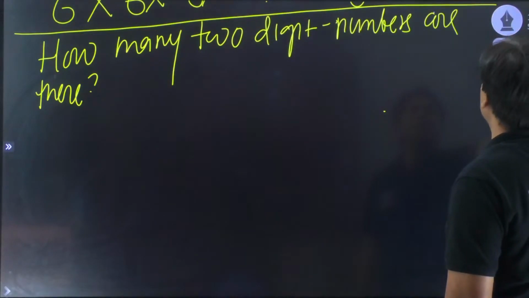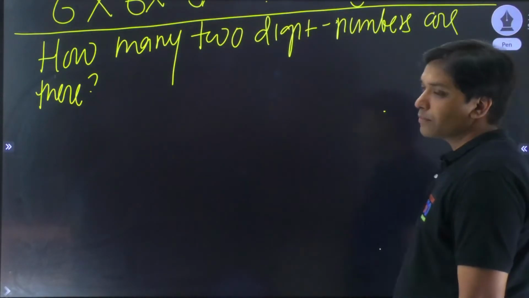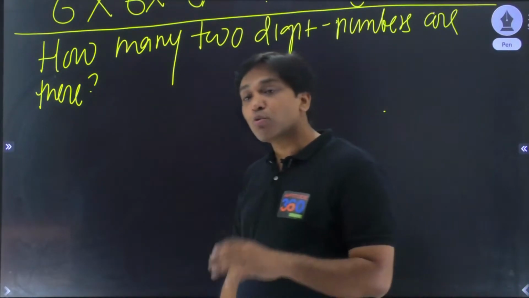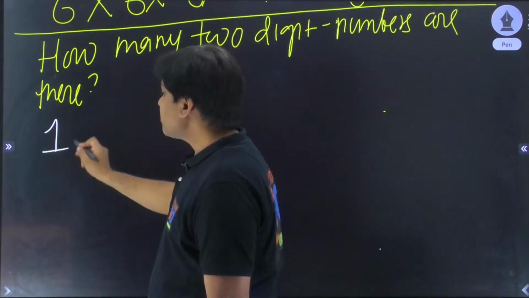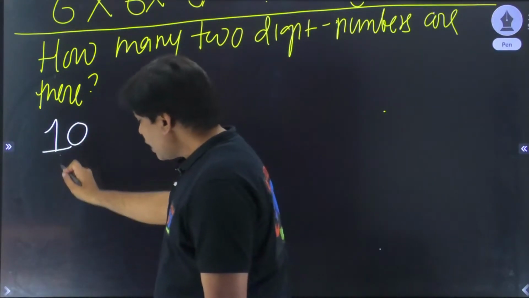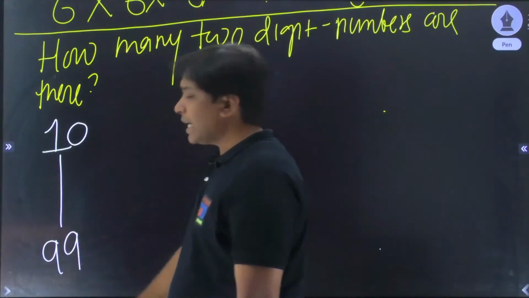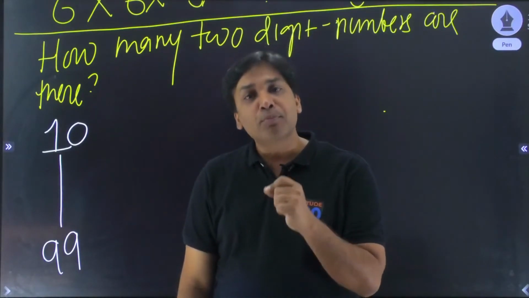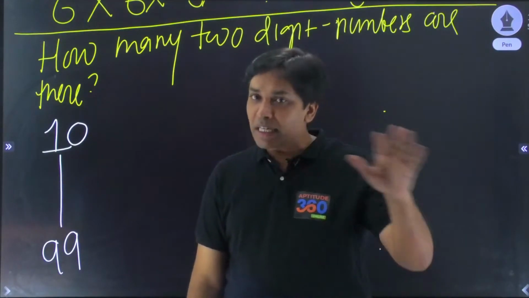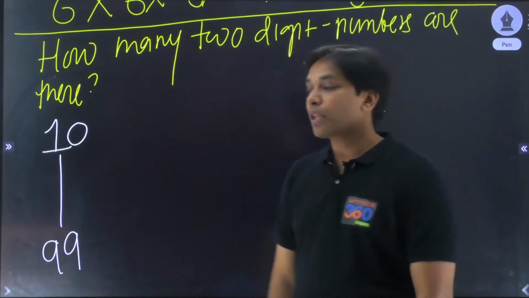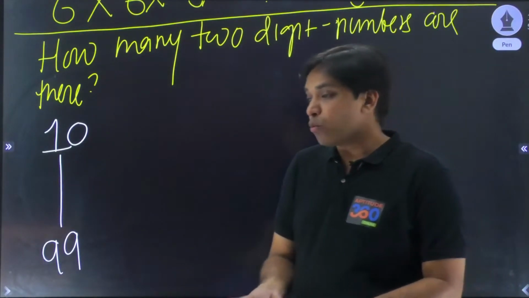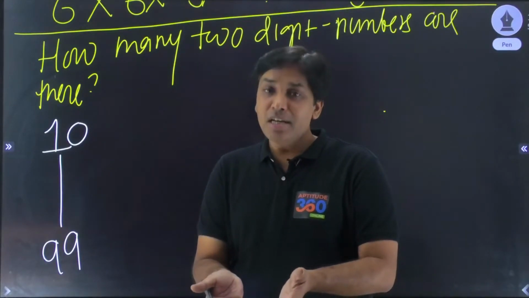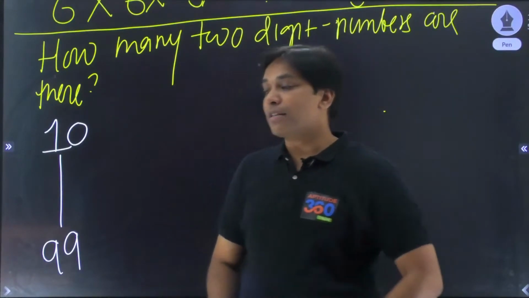Answer this problem, people. How many 2-digit numbers are there? What is the first 2-digit number? The first 2-digit number is 10. And what is the last 2-digit number? 99. My question is pretty simple. मैं सिर्फ आपसे ये पूछ रहा हूं that you should be finding out as to how many 2-digit numbers are there. 10 to 99. What is the number? Should I be saying 89? Should I be saying 90? Should I be saying 91? What is the answer?